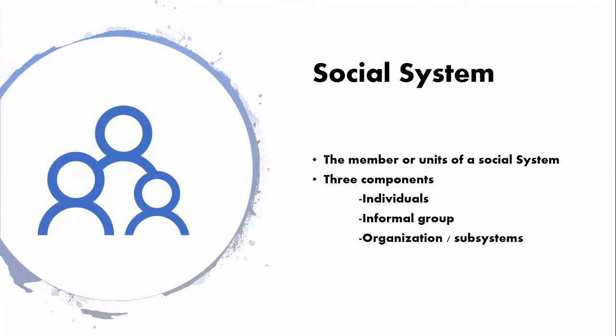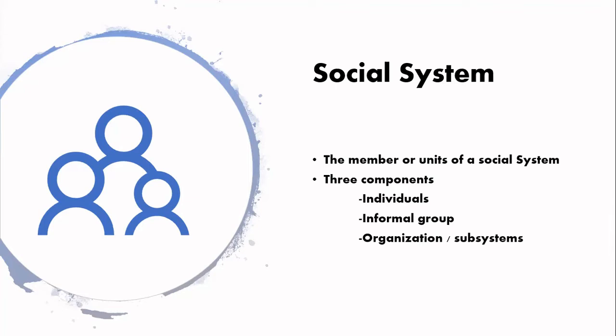Actually, the social system is the place where we are practicing this. It is a society or social system, right? There are three main components: individual farmers or individual target persons, and we ourselves are also part of the social system; the informal groups available in the society; and the formal organizations, maybe a farm organization, government organization, or private organization. We consider all together as a social system: individuals, informal groups, and formal organizations or subsystems. So these are the components of the social system.